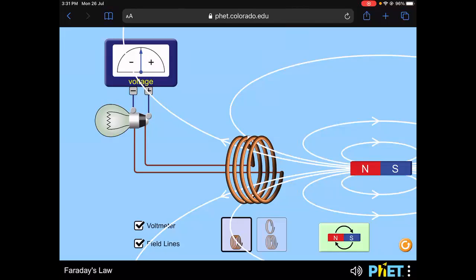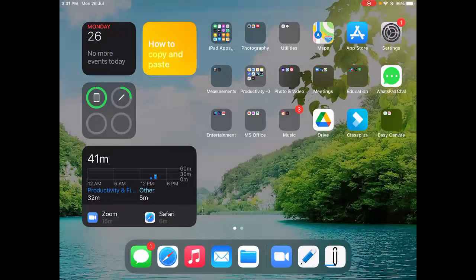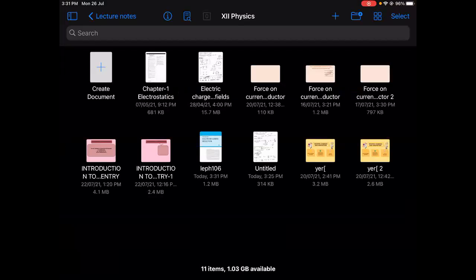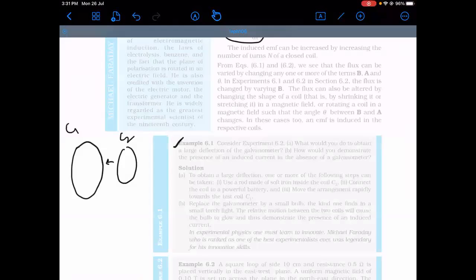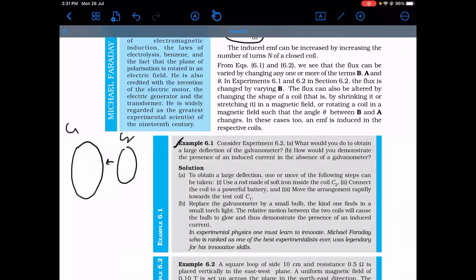Now, look at the bulb. No, read the question carefully. What are they trying to say? What would you do to obtain a large deflection on the galvanometer? Can I say large deflection in the galvanometer will take place when the current flowing through it is more? That's what the principle of galvanometer told us. Deflection is directly proportional to current sensitivity and all those things. If that is the case, can I say that the bulb will glow with more intensity?